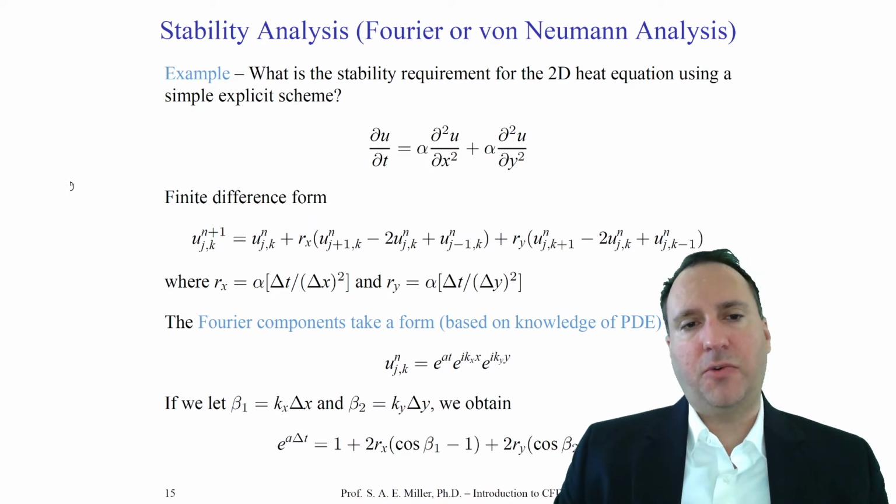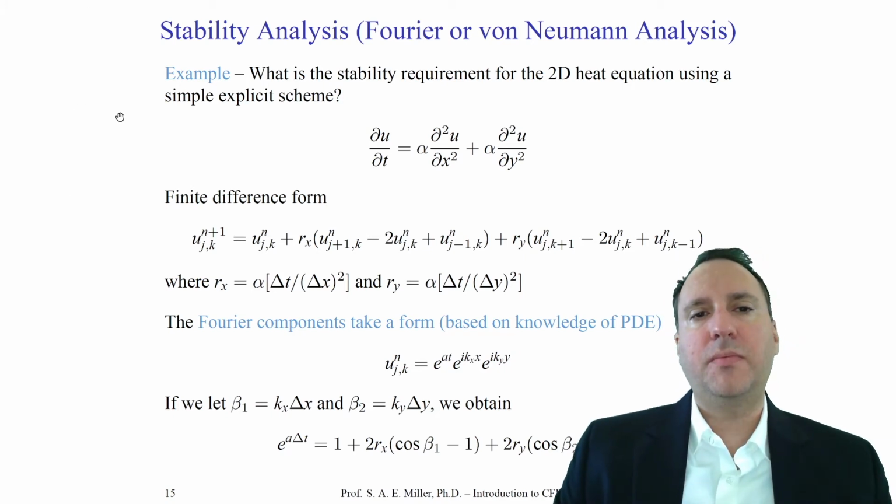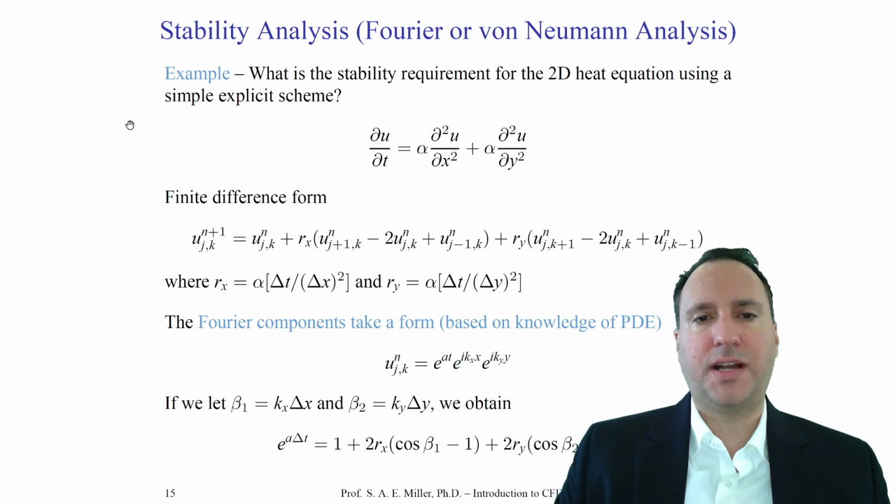You'll see that doing it once and following the steps on these slides next to each other is fairly straightforward. We might ask, what is the stability requirement for the 2D heat equation using a simple explicit scheme? Previously, we did the one-dimensional example. Let's walk through it together, and I think these steps will be much more clear.